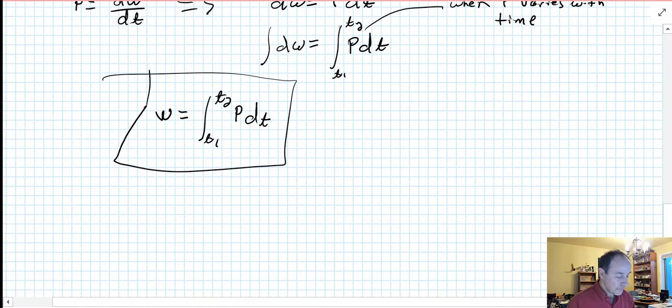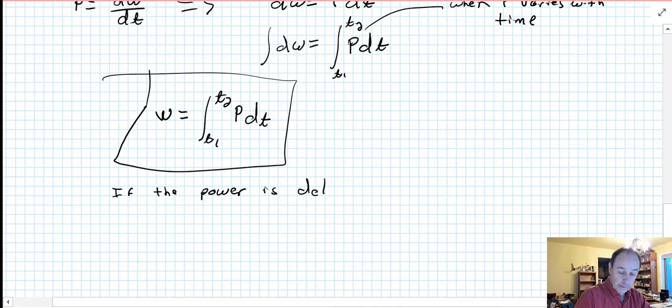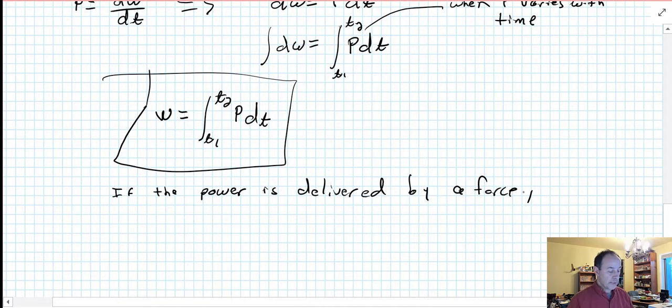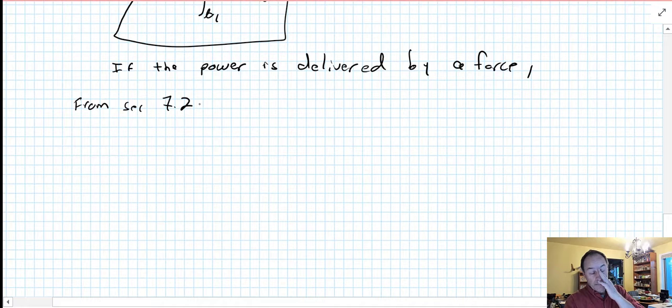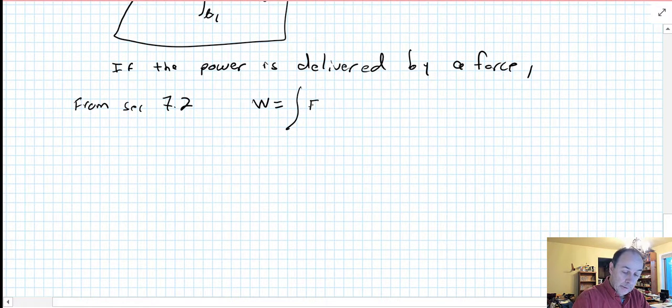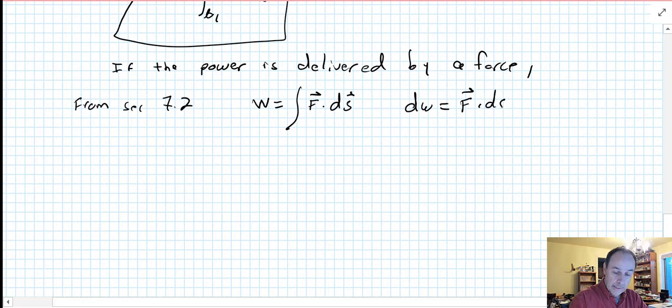Now, if the power is delivered by a force, remember from section 7.2 from last chapter, we had this for work. Work was the dot product of force and displacement, or dW was F dot ds.